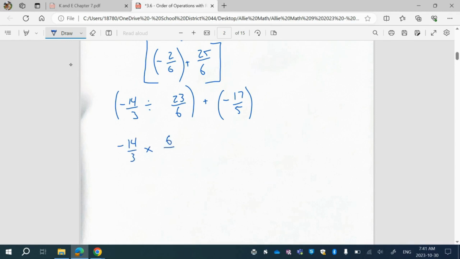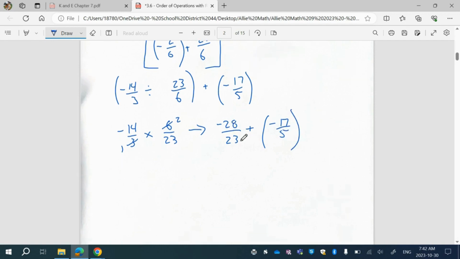So now we got 6 over 23. We can't cross reduce this way, but we can this way. 3 goes into 3 once and 3 goes into 6 twice. So now I'm just going to solve it right here and we'll add our negative 17 over 5 at the end. So let's go negative 14 times 2 is negative 28 and 1 times 23 is just 23. And now we're going to add that to our negative 17 over 5.